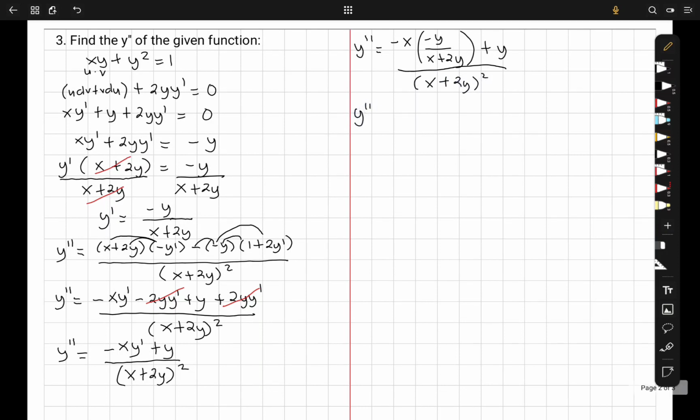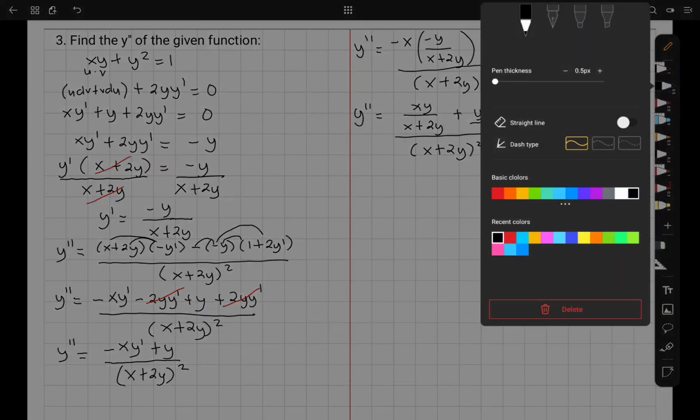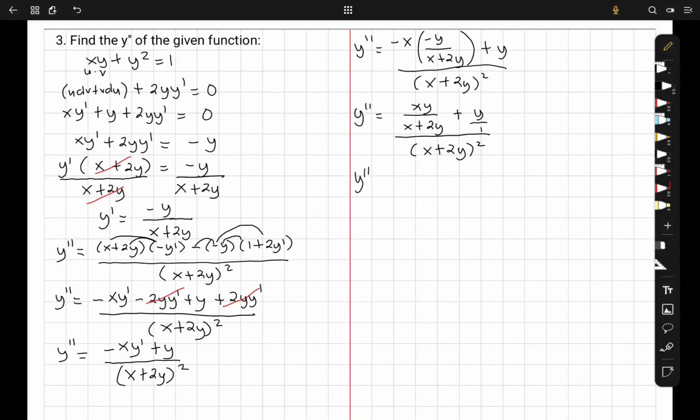So, simplify lang natin siya. Negative ay positive na siya, kasi na-multiply. So, that is positive xy all over sa x plus 2y plus y all over sa ating x plus 2y raised to 2. And then, ito all over 1. Kunin natin yung kanilang LCD. That will be x plus 2y, right? So, x plus 2y divided sa x plus 2y, that is 1.